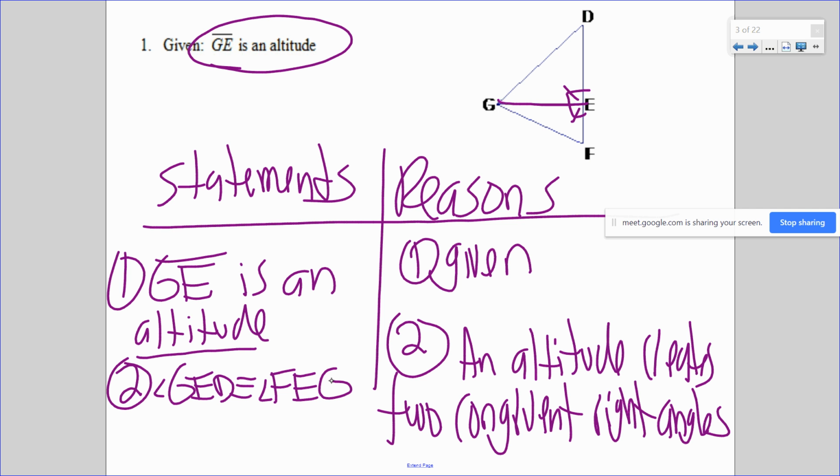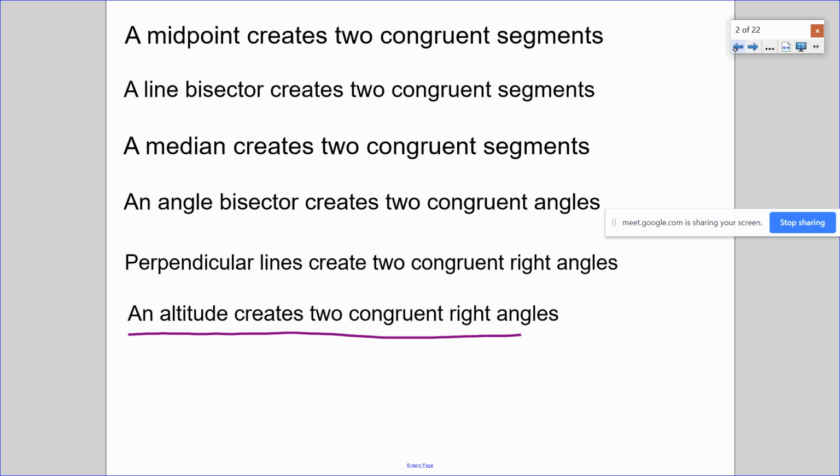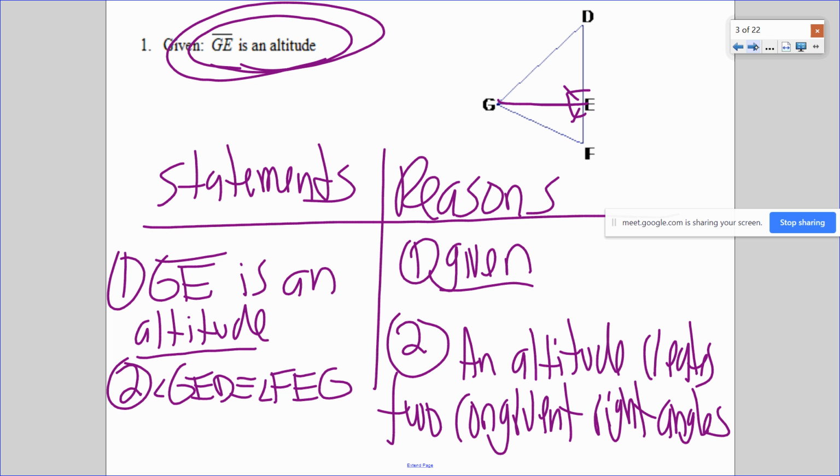That's how we do a mini proof. Statements and reasons. The first statement is always the given. Reason is always given. Then I'm drawing my conclusion. My second reason is one of the definitions that I'm using. And the statement is whatever the conclusion is. If it forms congruent right angles, then you're telling me what the congruent right angles are.